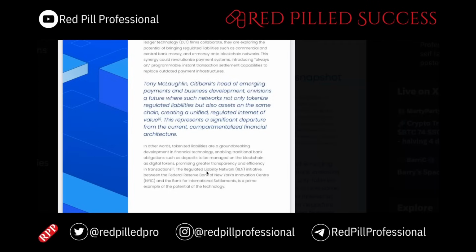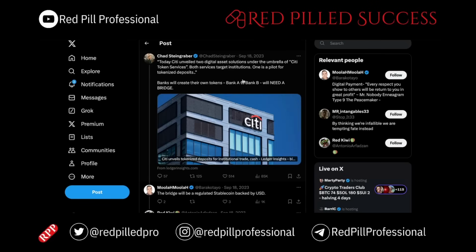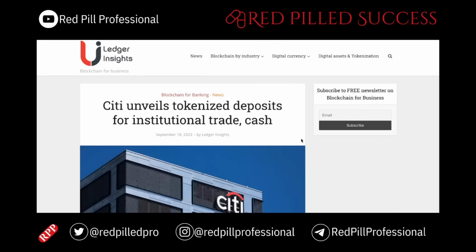And that has to do with the regulated liability network, which is a collaboration between the Federal Reserve Bank of New York and the BIS, and how that ties into SHX too. Here is what I was talking about with the involvement of Citibank, who was talking about two digital assets solutions targeting institutions. One was a pilot for tokenized deposits. And here is the article from September 2023.